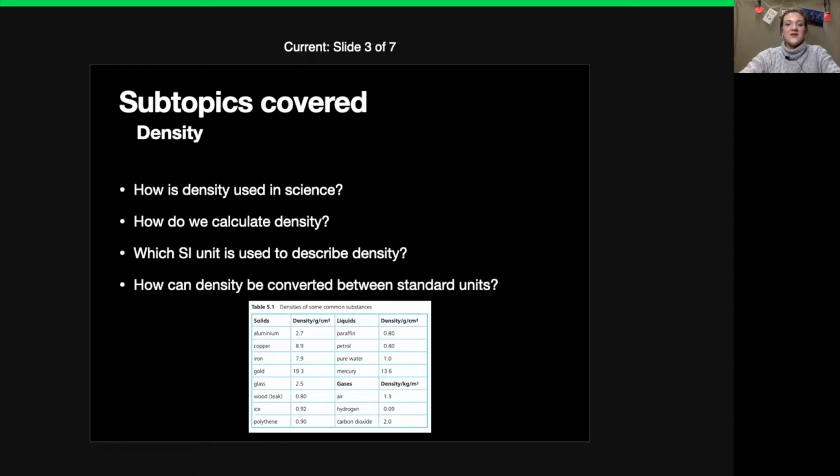Density. How is density used in science? Density is used in science to determine the volume that an object takes or has. And we also use it to measure the mass of objects. And therefore, density is quite useful when we try to measure different experiments.